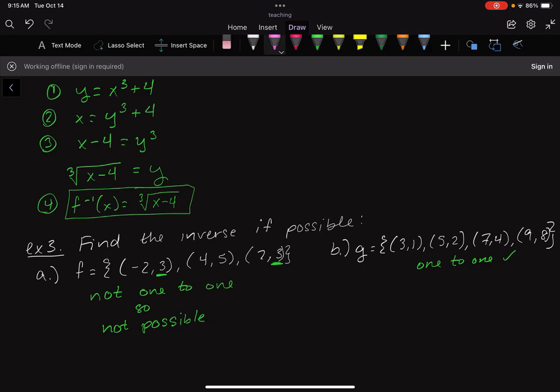For my inverse function, I would just swap the x's and y's. And so I'm writing some notation here. This is the notation for the inverse. I'm just writing that negative 1 on top. And so all I have to do here is switch all my x's and y's, and that's it.